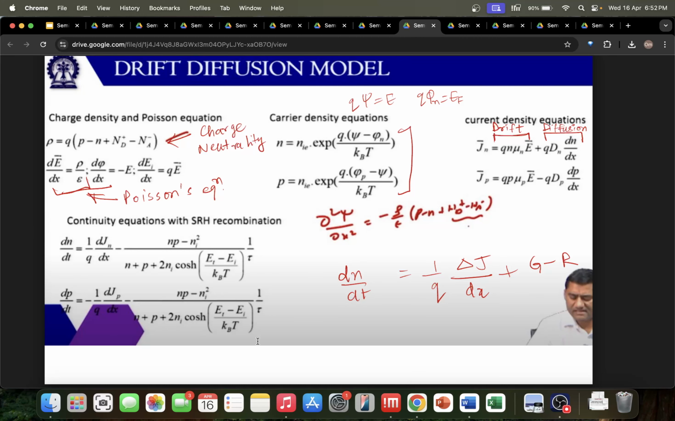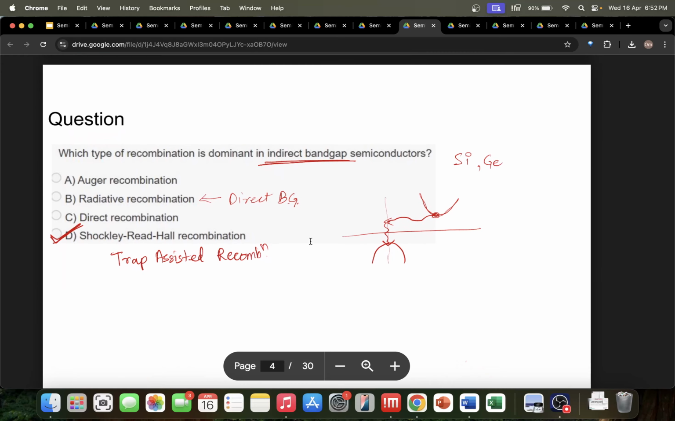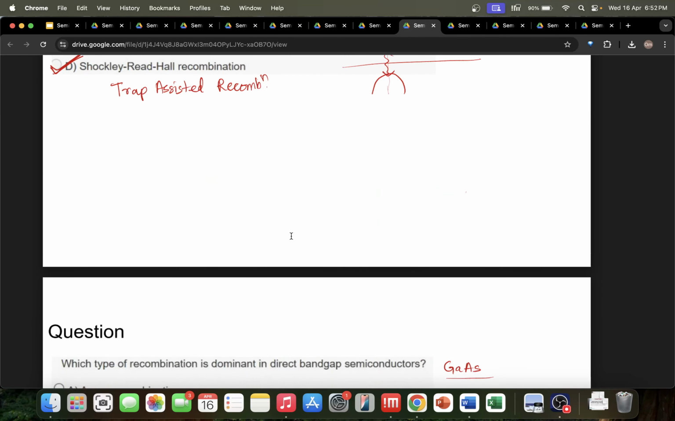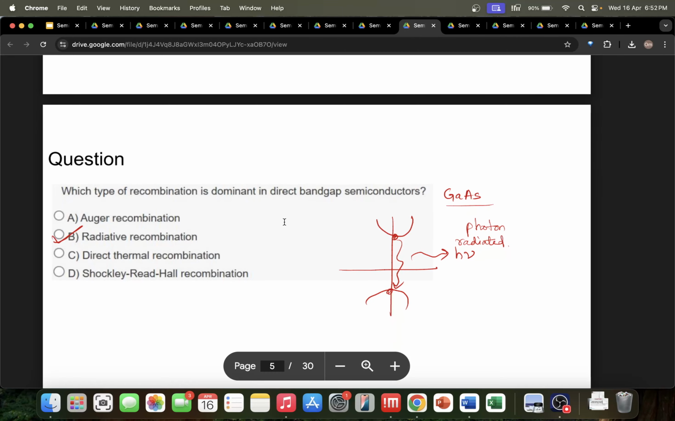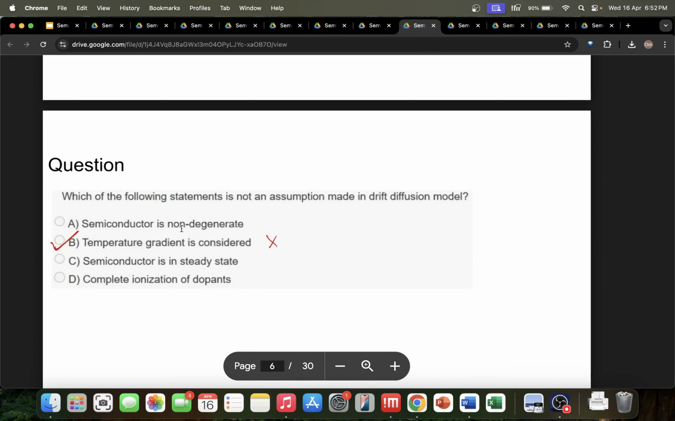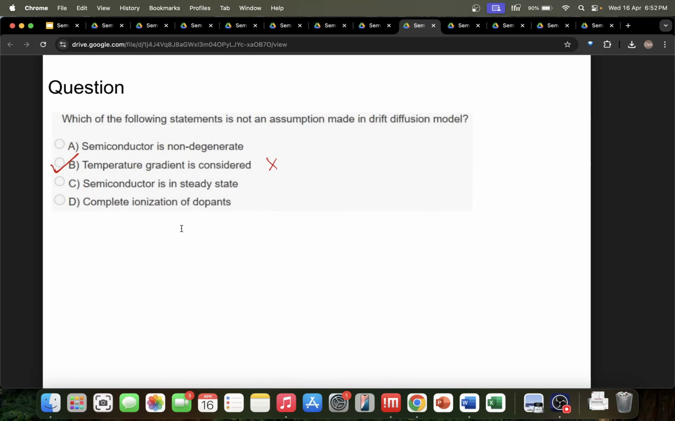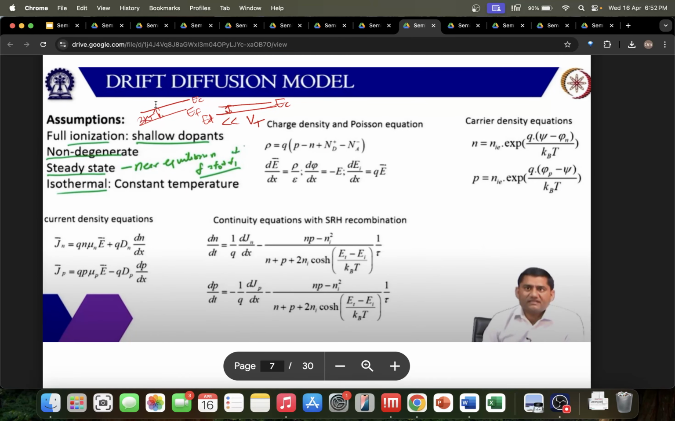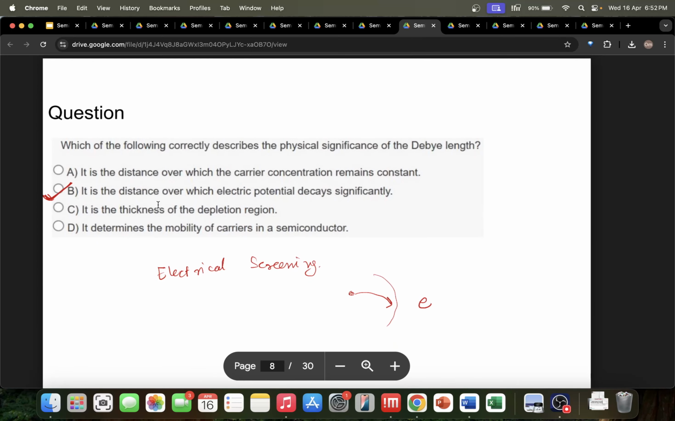Some also recombination generation models. What are the different types of recombination generation models? What is radiative recombination, Auger recombination? What are the assumptions in the diffusion model? It assumes full ionization, non-degenerate nature, steady state, and isothermal, constant temperature.